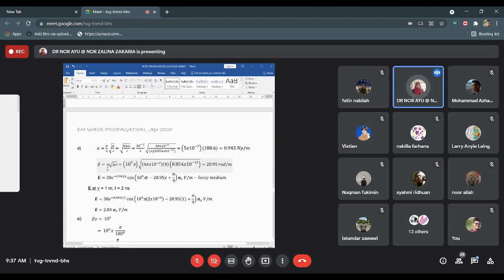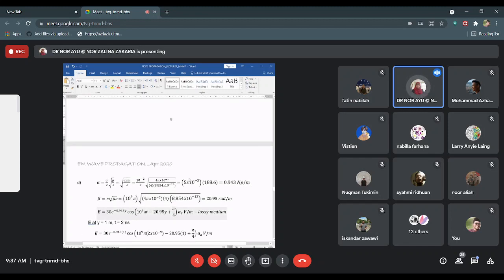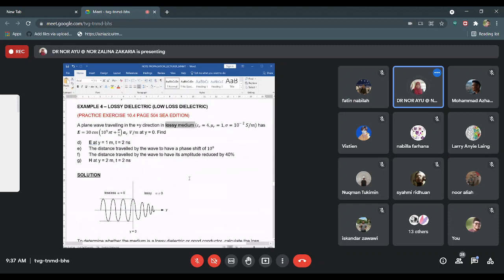Okay, so here, how do you find your alpha again? You need to look into the equation in low loss dielectric. Okay, so you will find this equation. Substitute all the values that you have and you will get this value for alpha. Same goes for beta. Substitute all the values given to you and you will get the value for beta. Beta was not given earlier, right? Oh, it's not there. Okay.